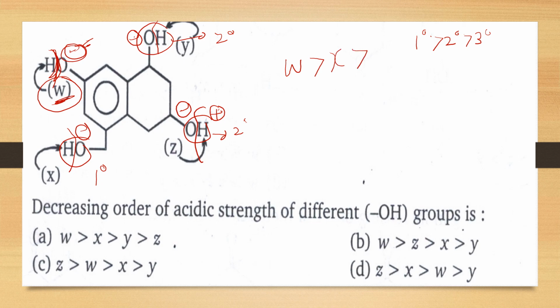Now Y and Z, we have to compare Y and Z. Y is a 2 degree alcoholic group as well as Z is also a 2 degree alcoholic group. But if the negative charge occurs on the oxygen atom of Y, then this negative charge can be dispersed due to conjugation. So this negative charge is in conjugation with the phenyl ring, so it is more stable. So after X there should be Y, and in the last there is Z. So W, X, Y and Z. So your answer will be A.